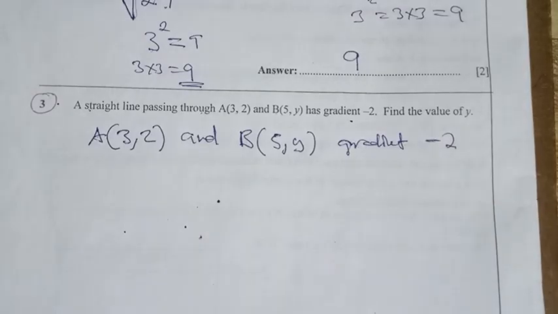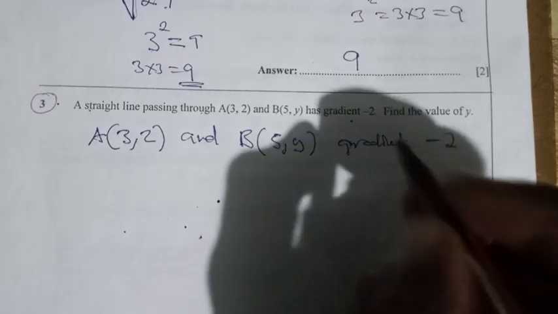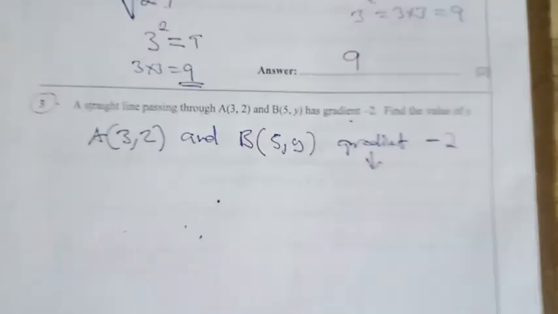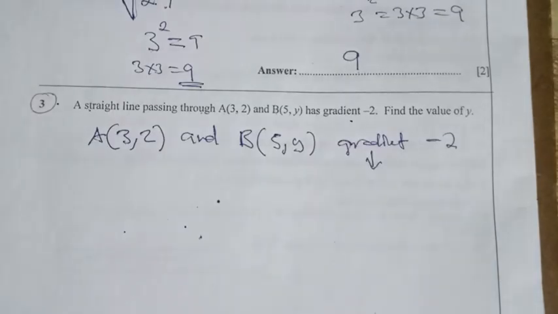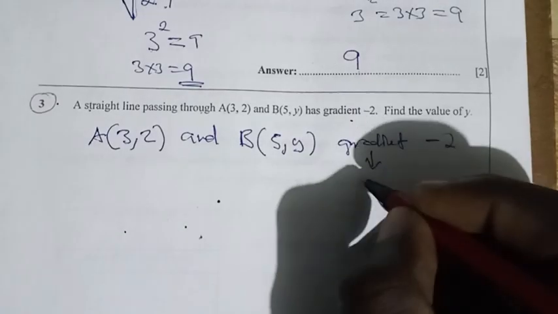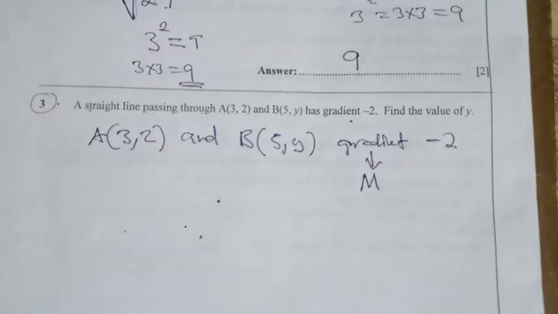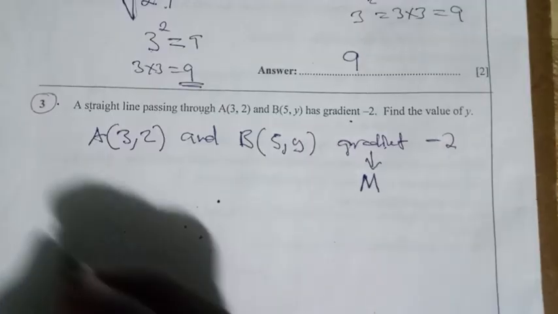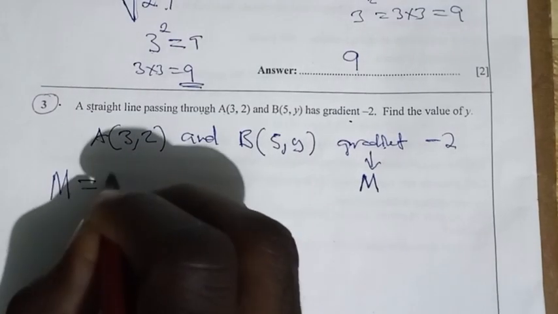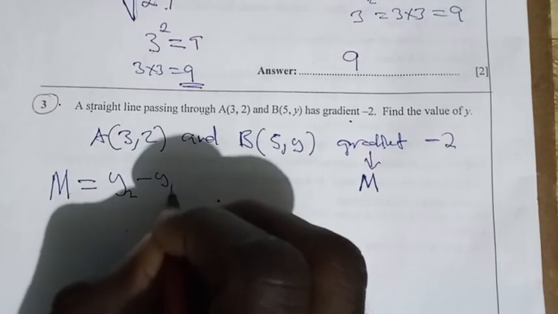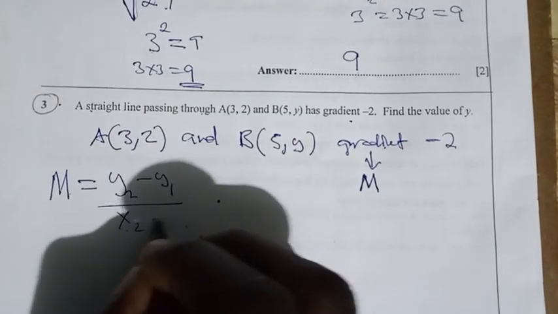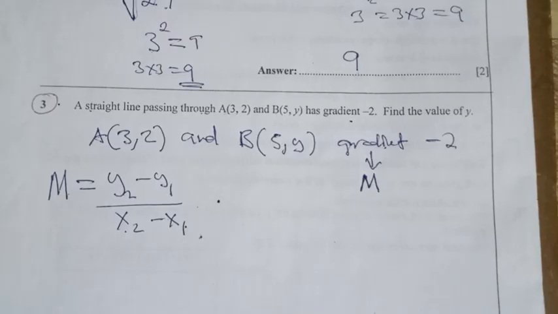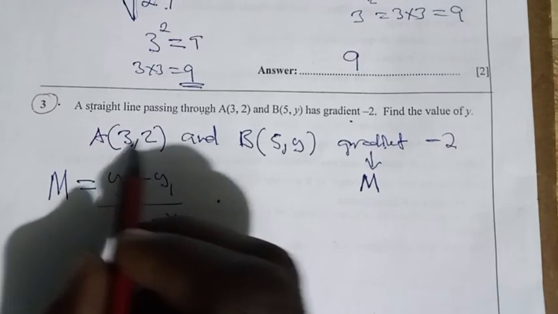Now to solve this question, we use the formula for gradient. Remember, in mathematics, the word gradient is represented by the letter M. Whenever you see M, it is the gradient. So to find the value of y using the gradient M, the formula is y2 minus y1 over x2 minus x1.